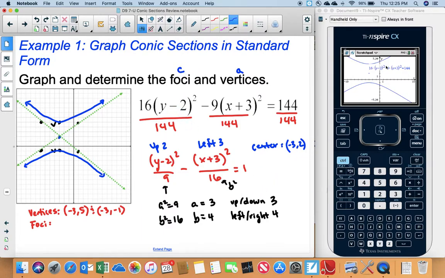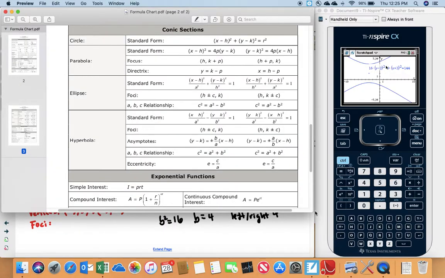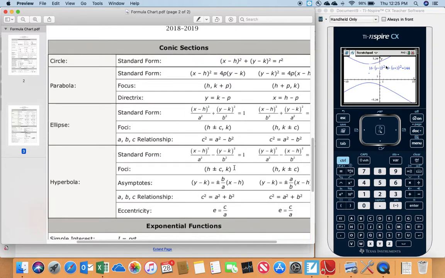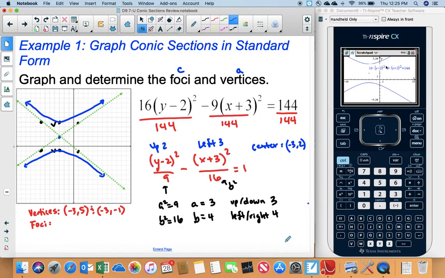And so the formula, I'm going to go to the formula chart here. Blow this up so it's a little bit easier to see here. We were working with the hyperbola that has a y squared first. The formula you go off of is here, this a, b, c relationship. c squared equals a squared plus b squared. So when I come back over here, to get my c squared, it's a squared plus b squared. So what I'm going to do is just draw a line here. I'm going to add these, and this will give me c squared. So 9 plus 16 is 25, which means my c is 5.